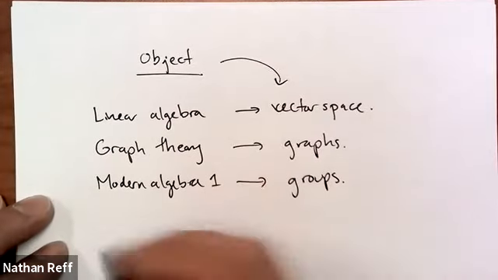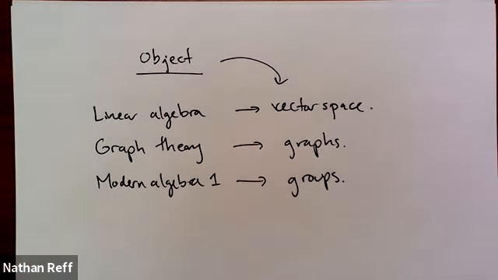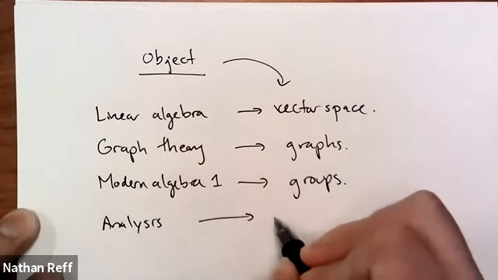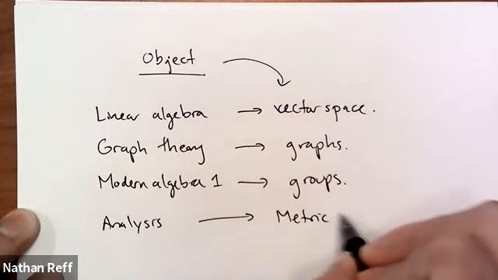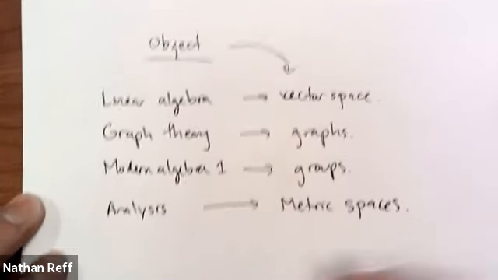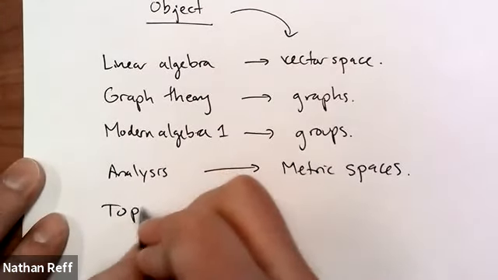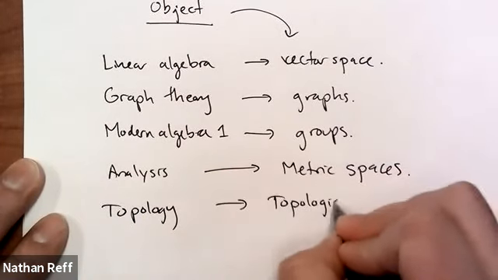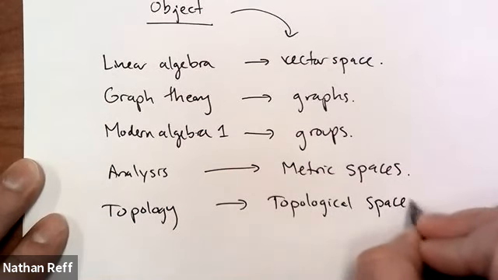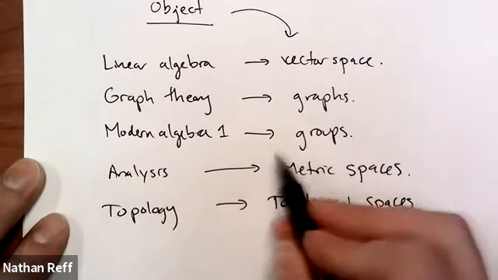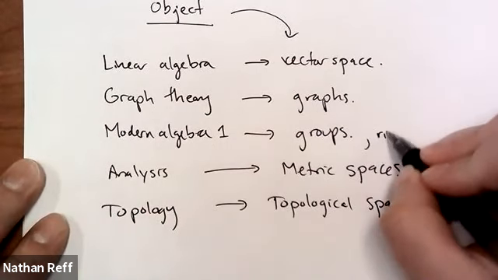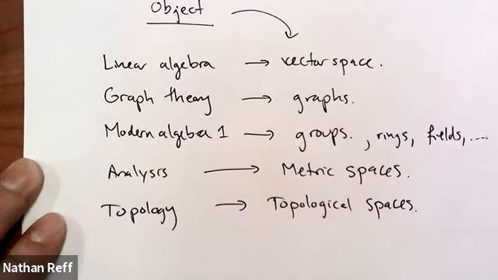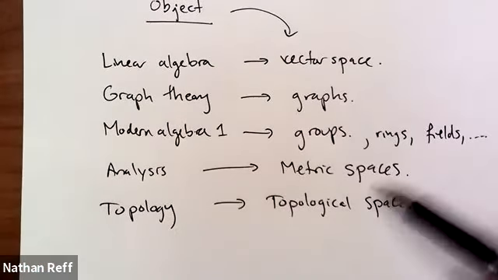In analysis, you'd be studying metric spaces or versions of those. And in topology, you're studying topological spaces and so on. Now in algebra, there are other things out there: rings and fields and all sorts of other stuff. Same thing with analysis and topology.